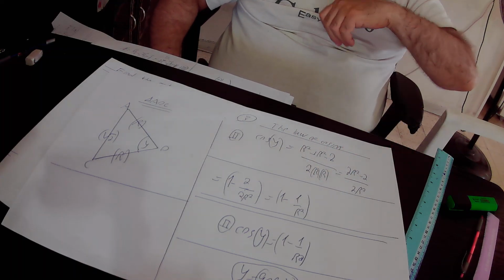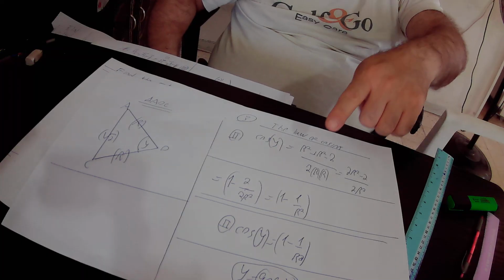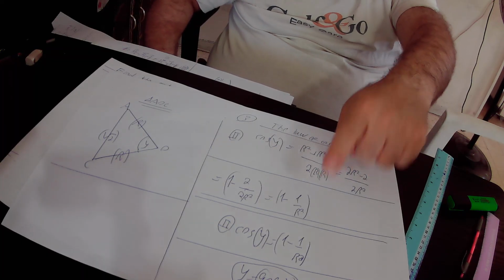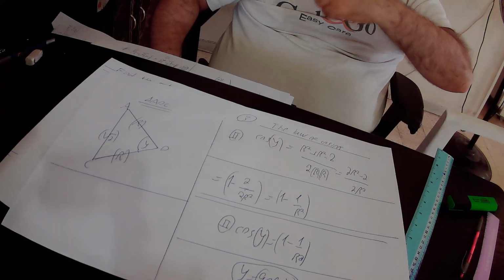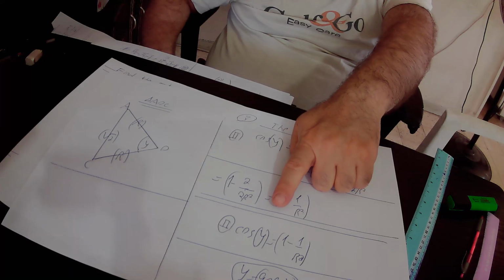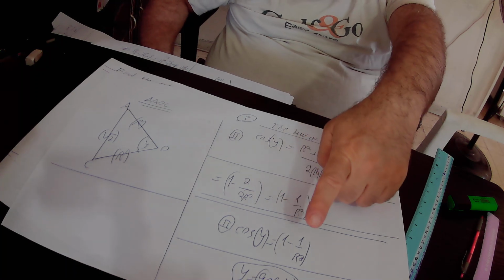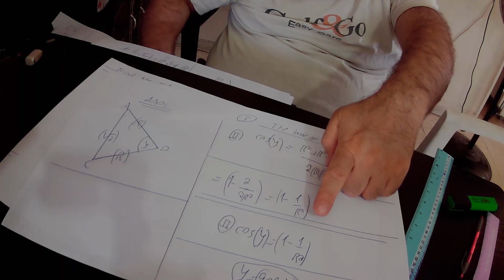So in conclusion, we found out that according to equation 2, cosine y equals 1 minus 1 over r squared. But we already found out that y equals 90 degrees minus x. Therefore, we can substitute y in equation 2 by 90 degrees minus x. We found that cosine y is cosine of 90 degrees minus x, and it is equal to 1 minus 1 over r squared.